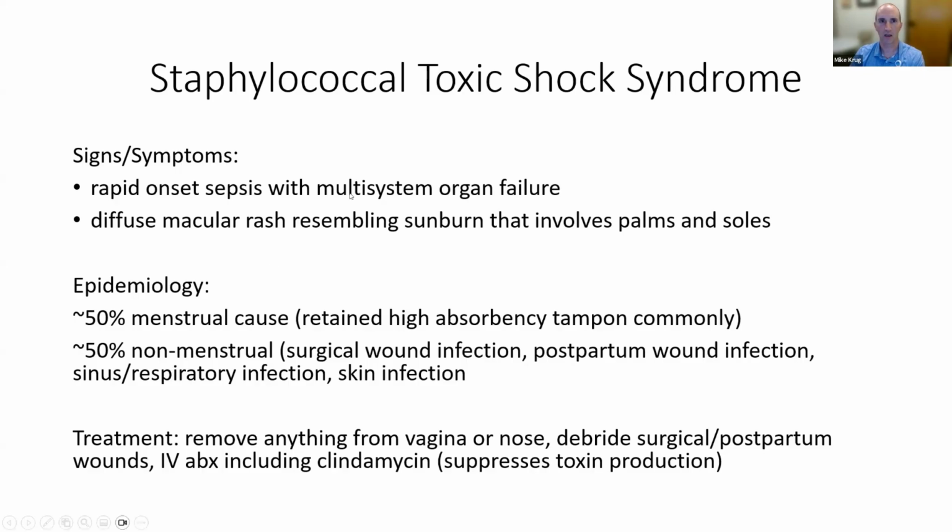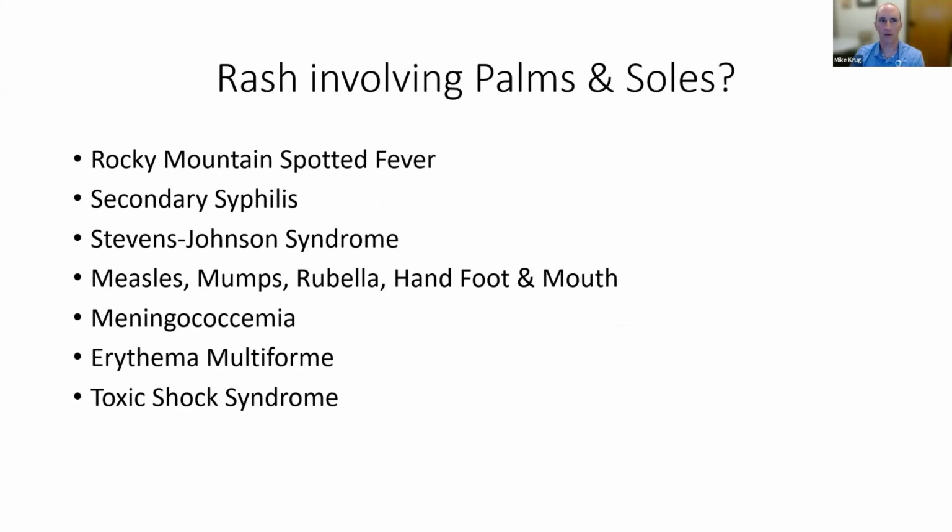So now you're saying to me, well, I thought Rocky Mountain spotted fever had the rash in the palms and the soles. It does. And actually, unfortunately, the rash involving the palms and the soles has a significant differential. I was hoping it'd be like two things, right? Like then I can just file that away. If it's this, it's this. Unfortunately, Rocky Mountain spotted fever can cause a rash involving the palms of the soles. Secondary syphilis can do it. Stevens-Johnson's can do it. Measles, mumps, rubella, and hand-foot mouth disease can do it. Meningococcemia can do it. Erythema multiforme, usually drug reaction, can do it, and toxic shock syndrome can do it. So unfortunately, it narrows down a little bit, but not as much as I would hope.